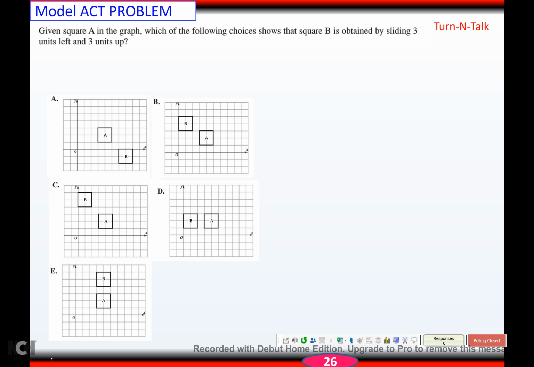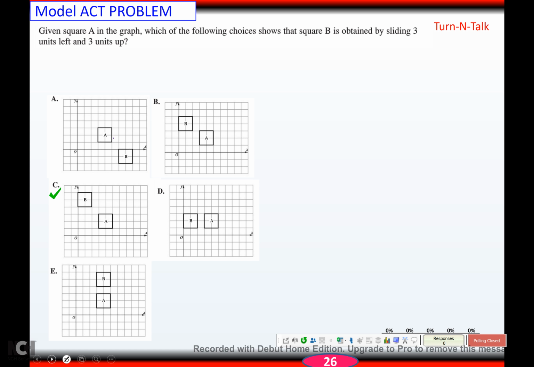All right, so try this one. Hit pause. Come back when you're ready. It wants to know, given square A in the graph, which of the following choices shows that square B is obtained by sliding 3 units left and 3 units up?